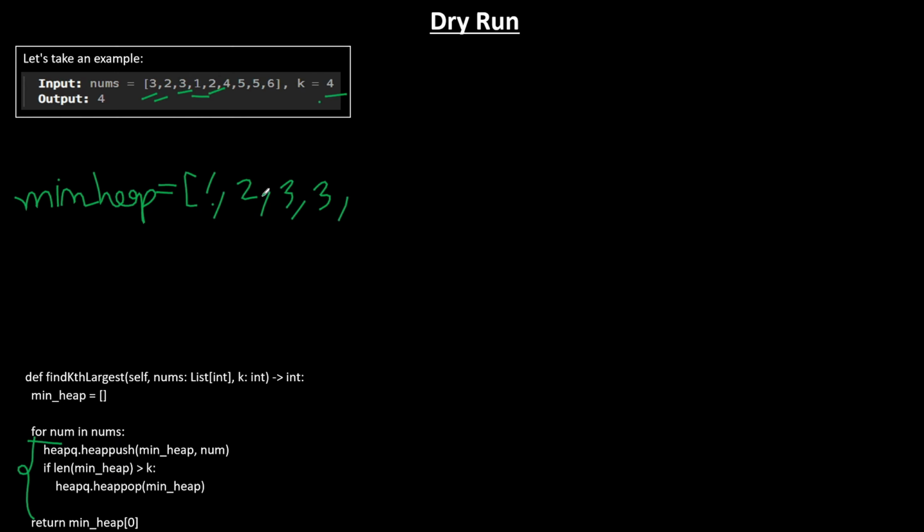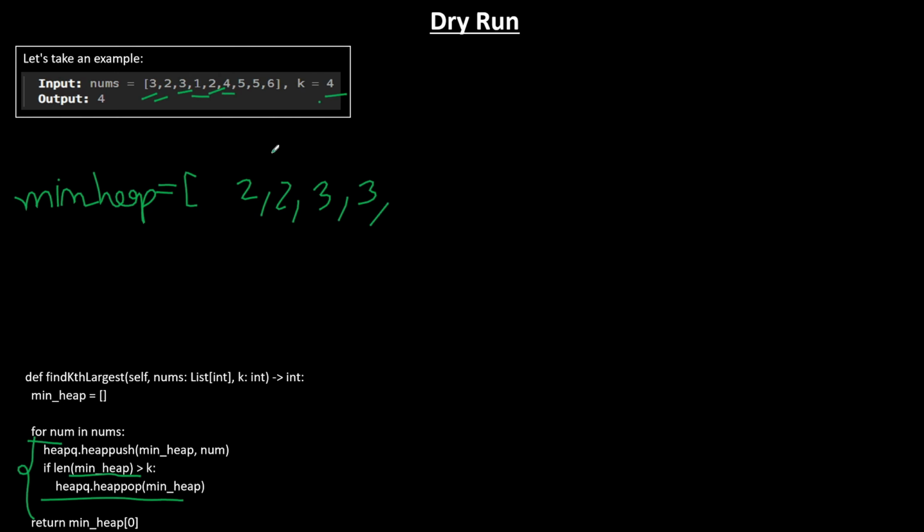Then we got 2. Again, it will get heapified, right? Now, is the length greater than 4? Yes, it is now greater than 4. What will we do? We will pop the min heap element. So it will pop the first element from here. Done. Great. We will move ahead.